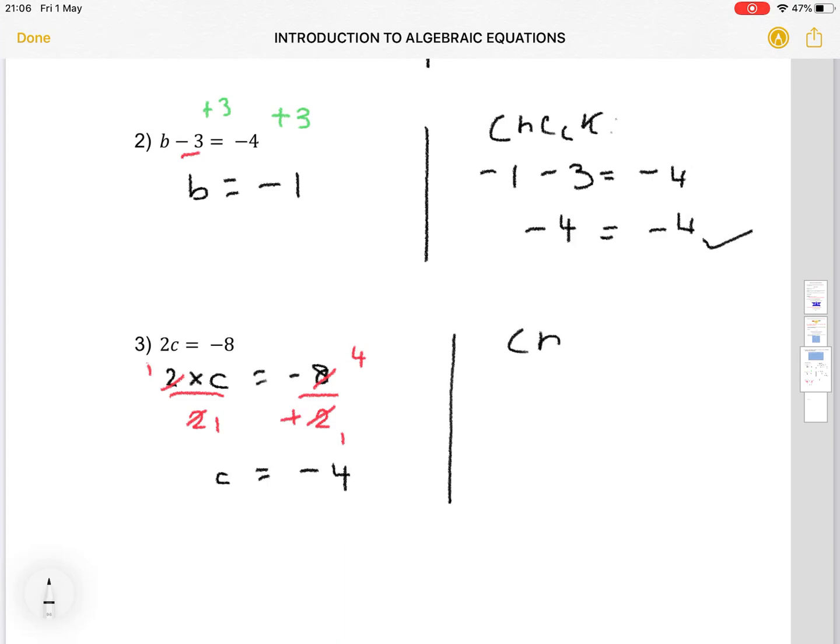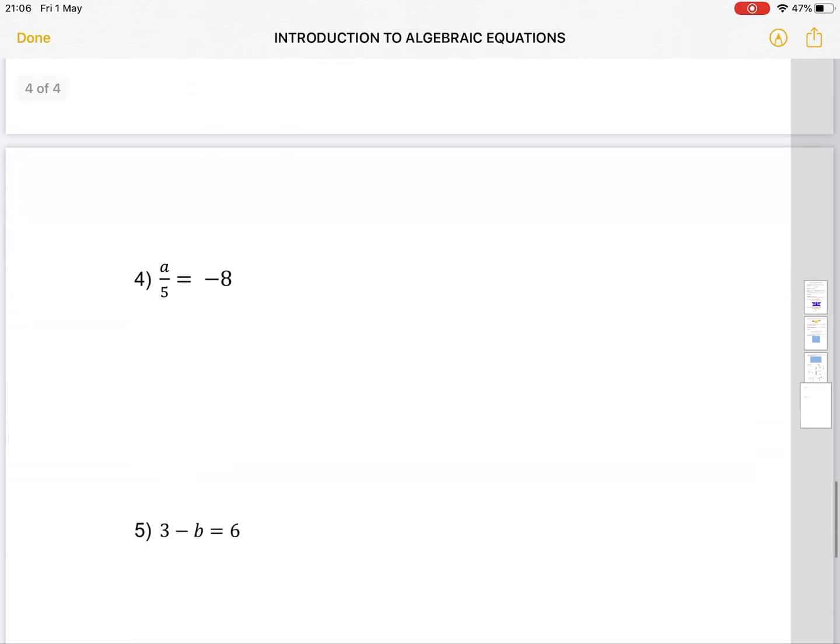If I check my answer, 2C means 2 times negative 4. The 2 has a positive sign in front of it, so positive times a negative, the answer is negative. 2 times 4 is 8. On the right hand side, I have negative 8. Since the left hand side is equal to the right hand side, my answer is correct.